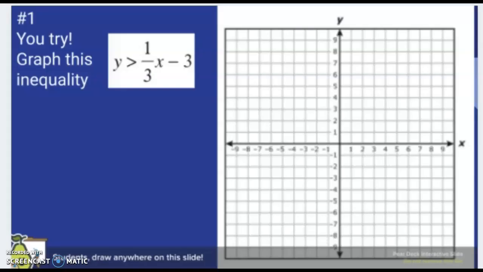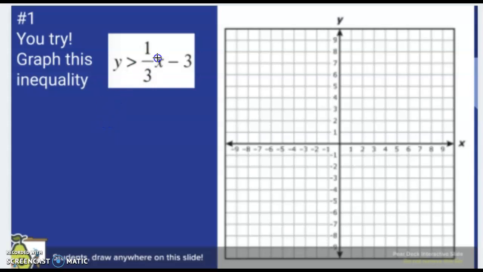So now if you go back to your Pear Deck, okay, go to slide 9. That is where you will be completing graphing the inequalities. Okay, following our checklist, I'll help you through one of them.